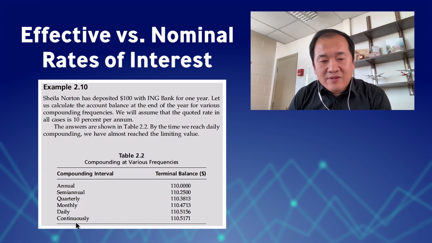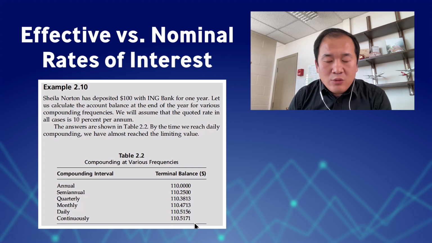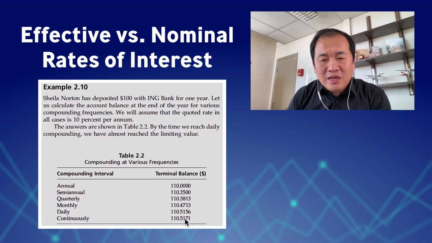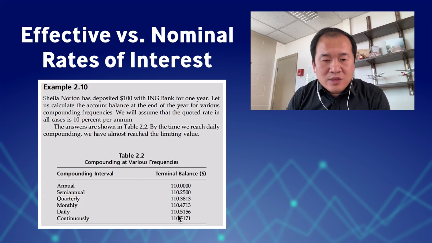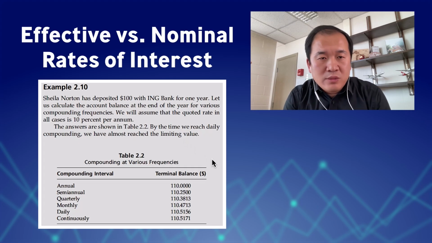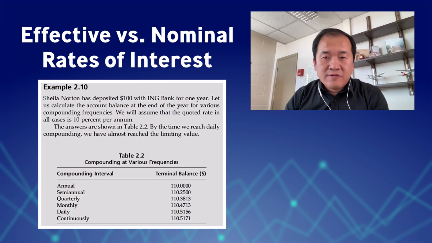The extreme condition of this is to compound the interest continuously. In that case, the total capital you will have by the end of year one will be $110 plus 51.71 cents. It seems to be only slightly higher than, say, quarterly or monthly. But if your initial capital is way higher than $100, say $100 million, then the difference between this and the annual conversion period frequency will be substantial. So this is the difference between effective and nominal rate of return, and that is the power of conversion frequency. Thank you.